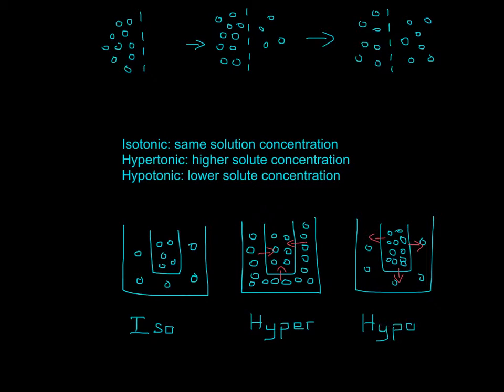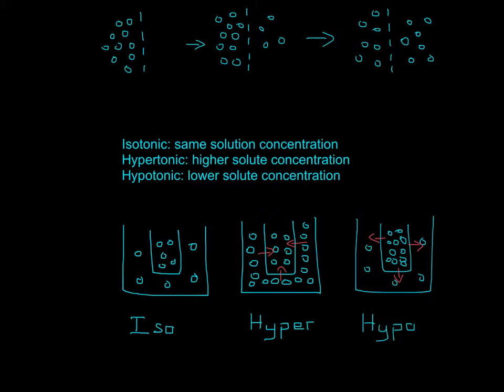So going on that topic, isotonic means the same solution concentration on either side. Hypertonic is higher solute concentration, and hypotonic is lower solute concentration. Remember, they have to specify, or they have to give you an assumption of what they're talking about.